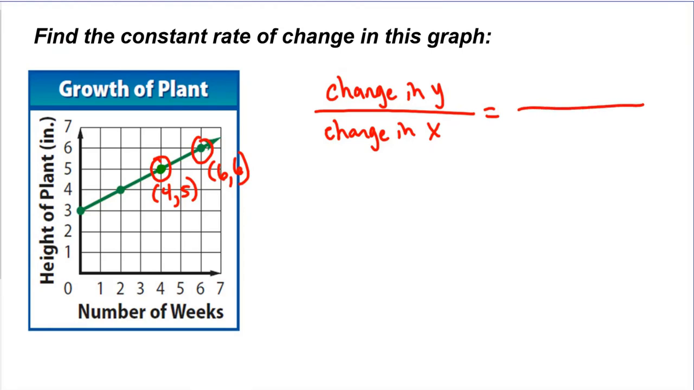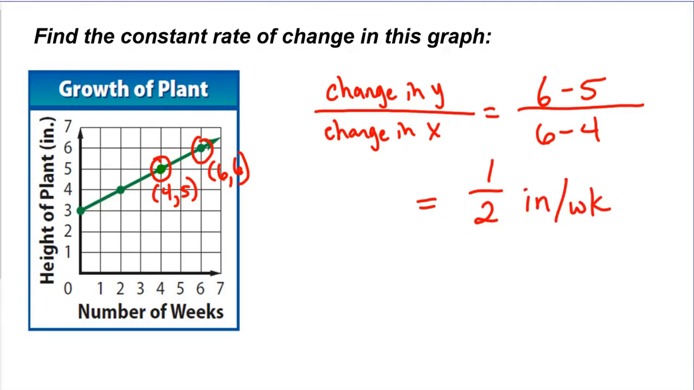Well, from 5 to 6, that's a change of 1. And from 4 to 6, that's a change of 2. So my rate of change is 1 over 2, or 1/2 inch per week, is my constant rate of change. Well, what if somebody had picked two different points? Would I get a different answer? Well, let's take a look and see.